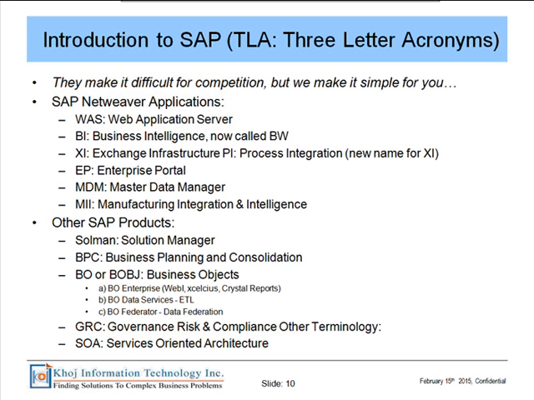BO or BobJ, which is short for Business Objects. And Business Objects in itself has got a number of products like Business Objects Enterprise, Business Objects Data Services, Business Objects Federator. They all are part of the suite called Business Objects, which is a company SAP bought back in 2006, I think. Then we got GRC, Governance, Risk and Compliance, which is again a product from SAP in the risk and compliance and security and controls area.